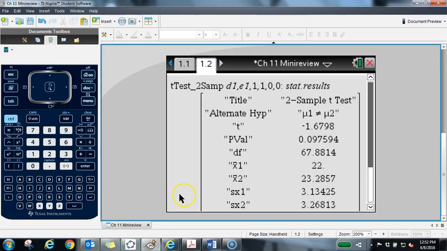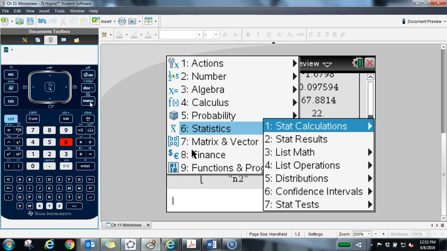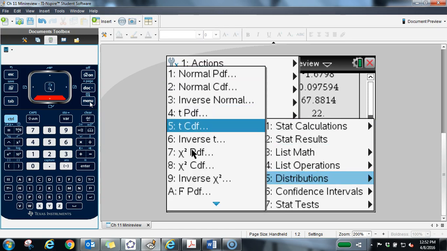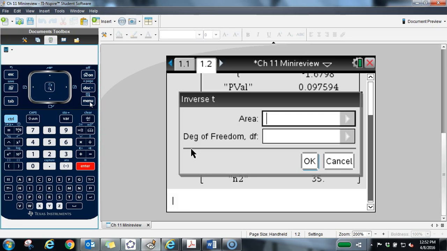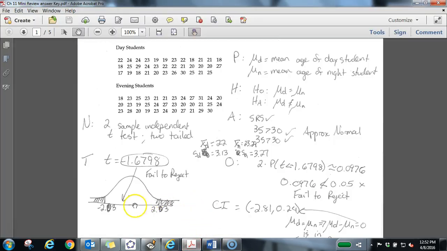We're using the calculator. It would be under Menu, Statistics, Distributions, and Inverse T. Always area to the left, and degrees of freedom. So negative 2.03, we can do the same thing for the right side by putting in 0.975 and get positive 2.03. So this is what our distribution looks like. Our cutoffs are negative 2.03 and 2.03. Our t-score, negative 1.6798, is not in the critical region. It's in this unshaded region, so we fail to reject.